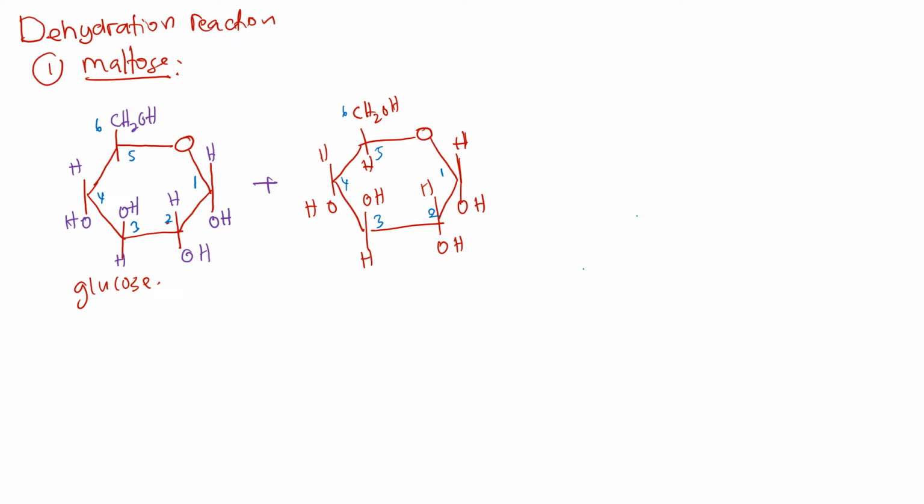Okay, so this is the second glucose. For the first glucose, at carbon number 1, you remove a hydroxyl group, and for the second glucose molecule at carbon number 4, you remove a hydrogen atom. So these two will combine together to form a water molecule that will be removed from the reaction.